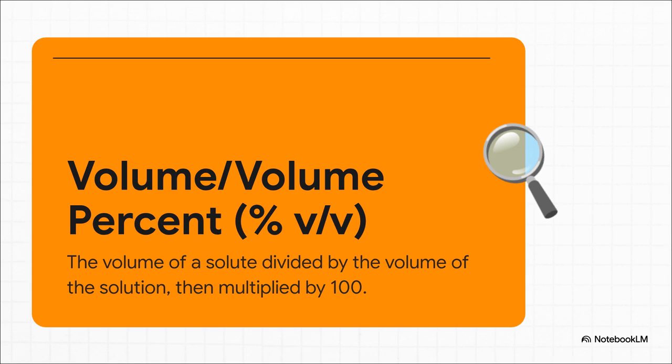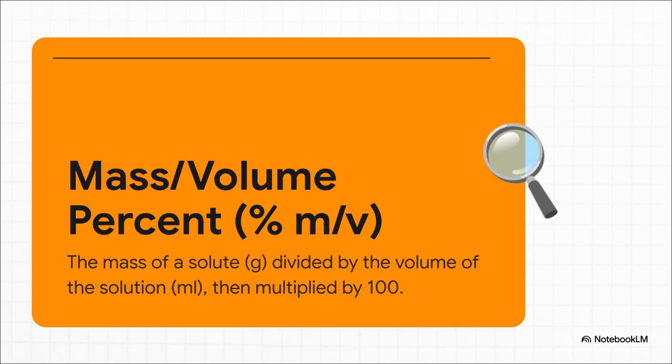And it's pretty much the same deal if you're mixing two liquids together, like alcohol and water. You can use volume/volume percent. The logic is exactly the same. You're just using volume instead of mass. Then you've got this kind of hybrid mass/volume percent. You actually see this one a ton in medical settings, like for saline IV drips. It's just comparing the mass of the solute in grams to the volume of the solution in milliliters.